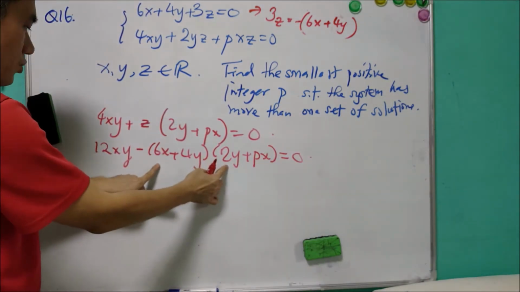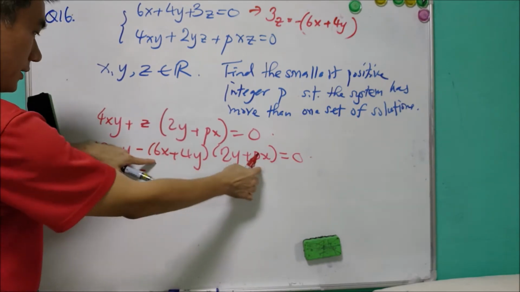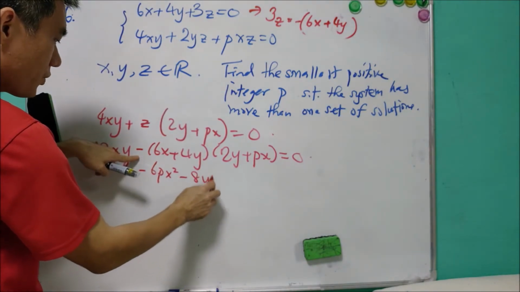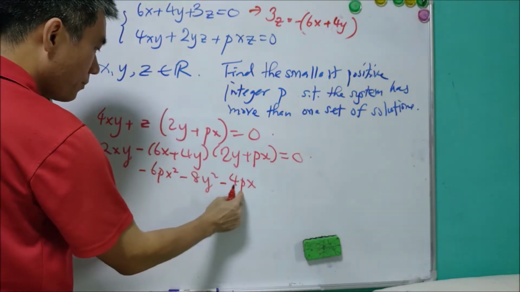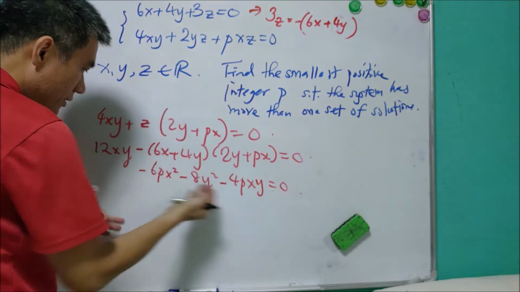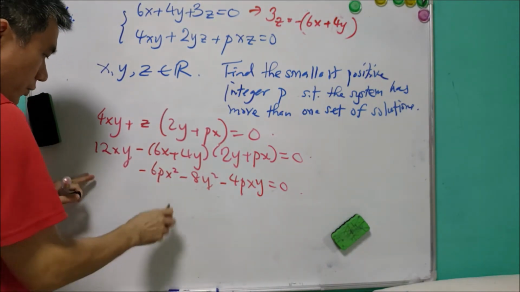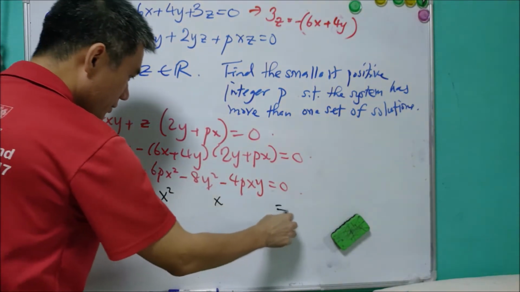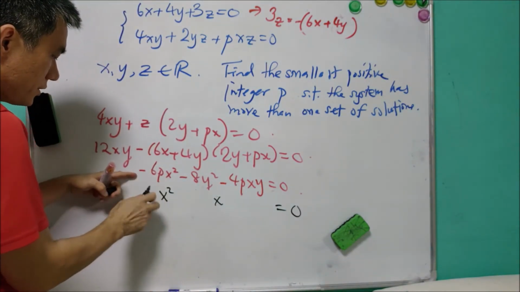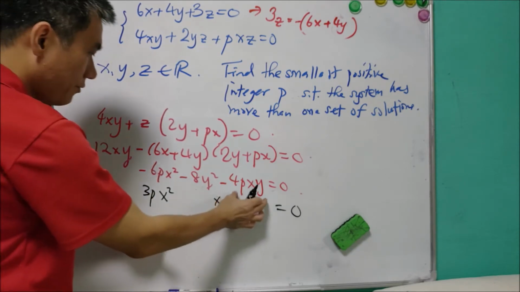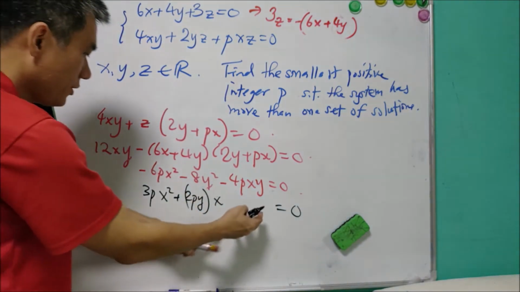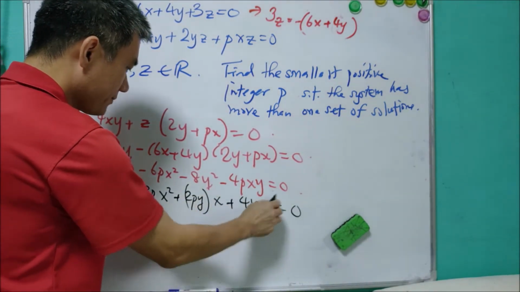12xy minus 12xy, and it cancels off. Negative 6px squared minus 8y squared and minus 4pxy equals 0. This is actually a quadratic equation in x. So we will write it in terms of x squared, x, equals 0. We will divide each term by negative 2. So this is 3px squared, and for x this is plus 2py, and for non-x it is plus 4y squared.